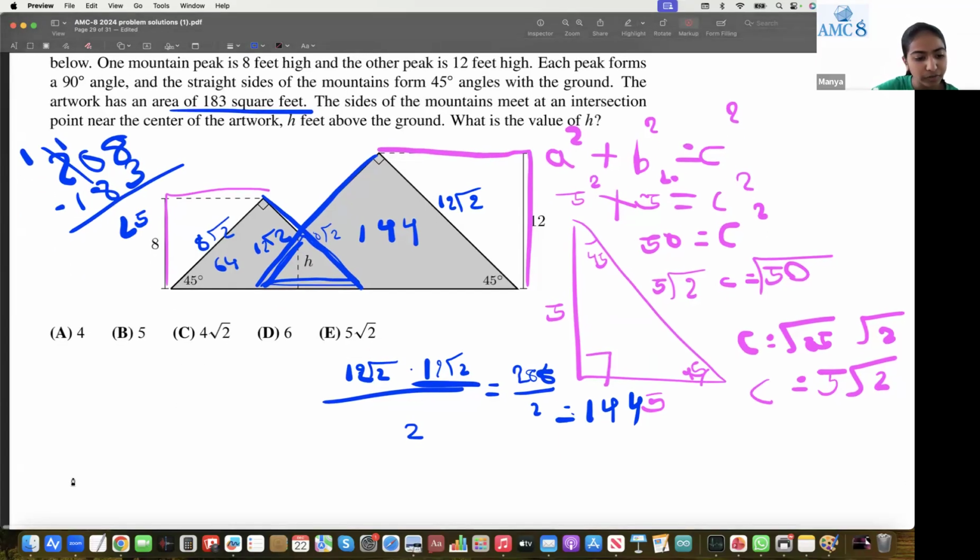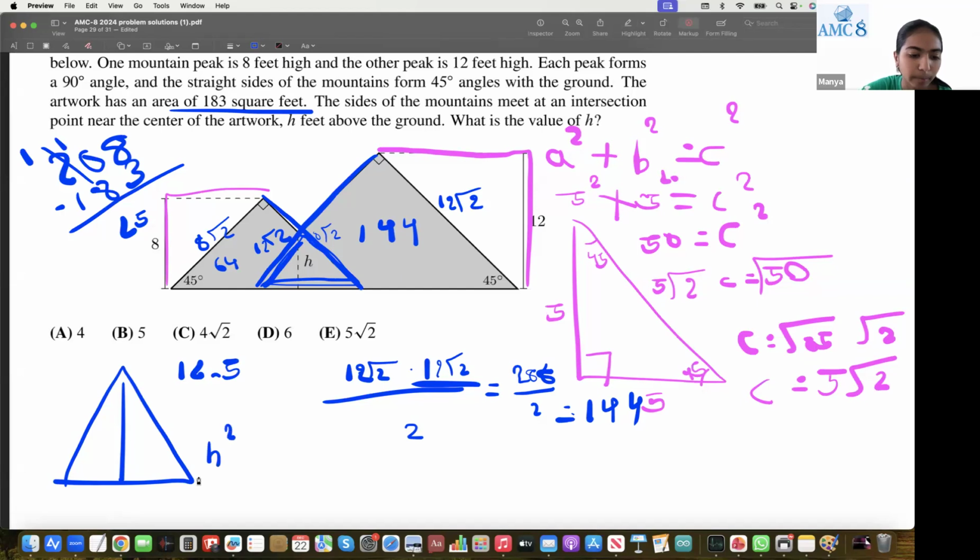So here, let me create this picture right here. So this one is equal to 25. So half of that would be equal to 12.5. So we got h squared by 2 is equal to 12.5, since we got h times h, this is h and this is h, divided by 2 is equal to 12.5.